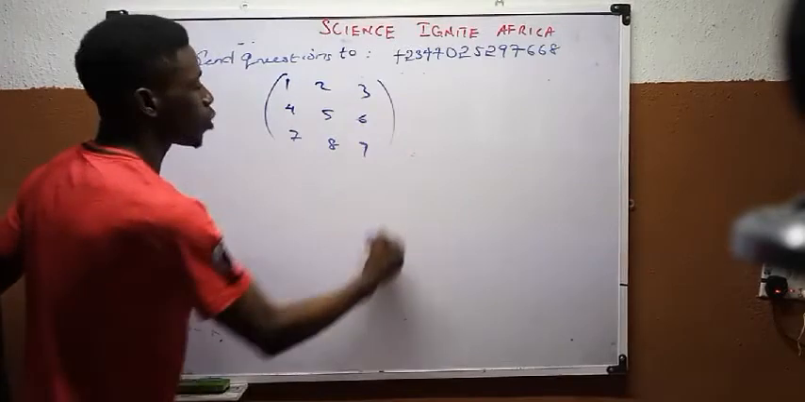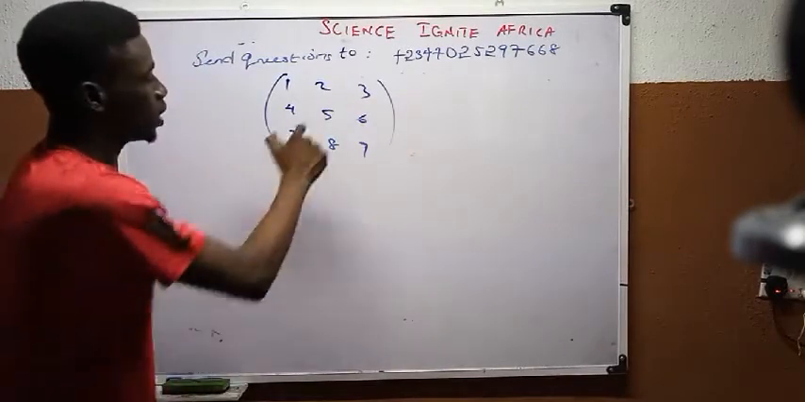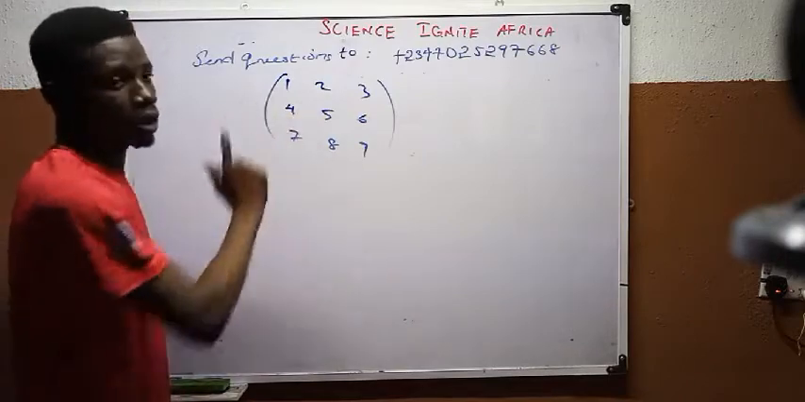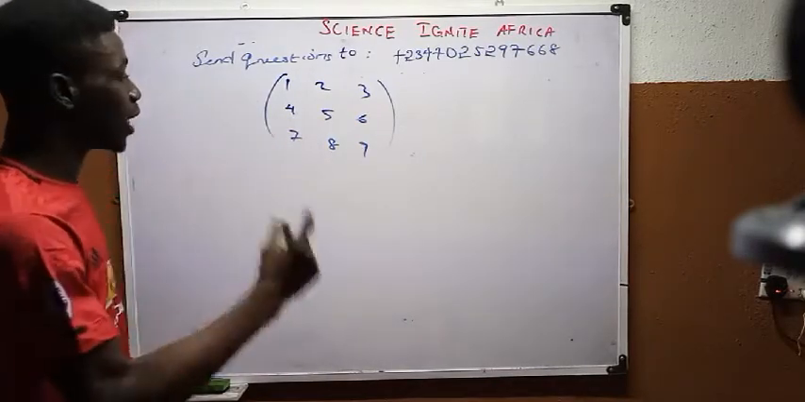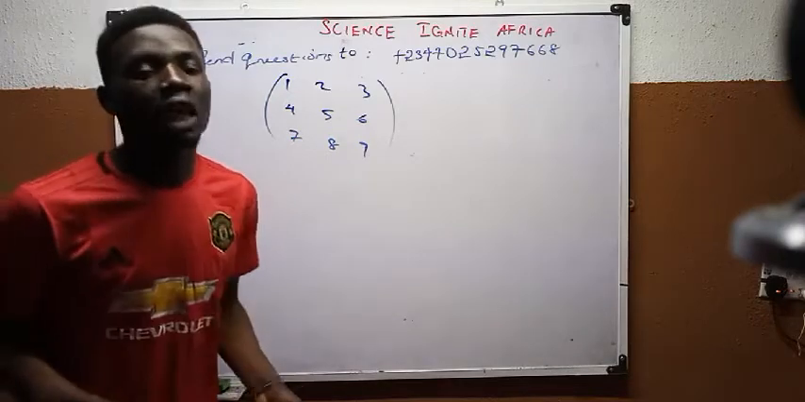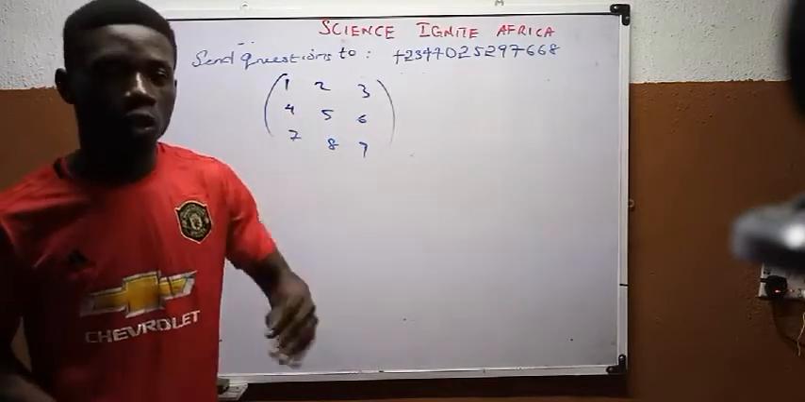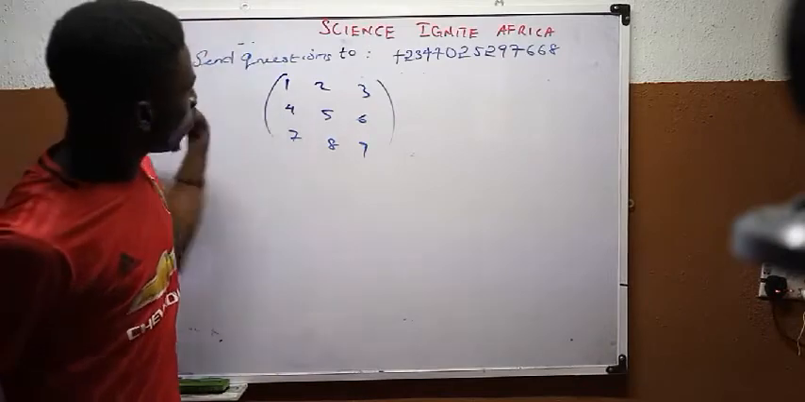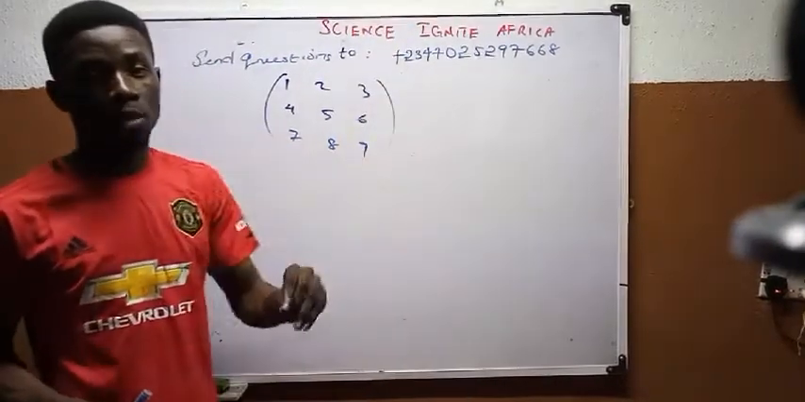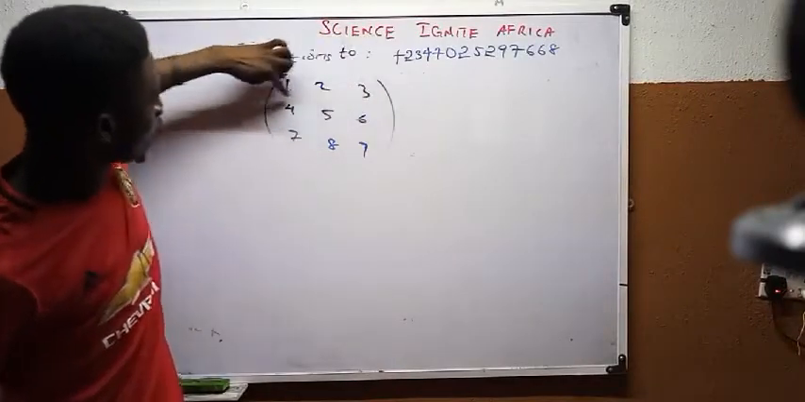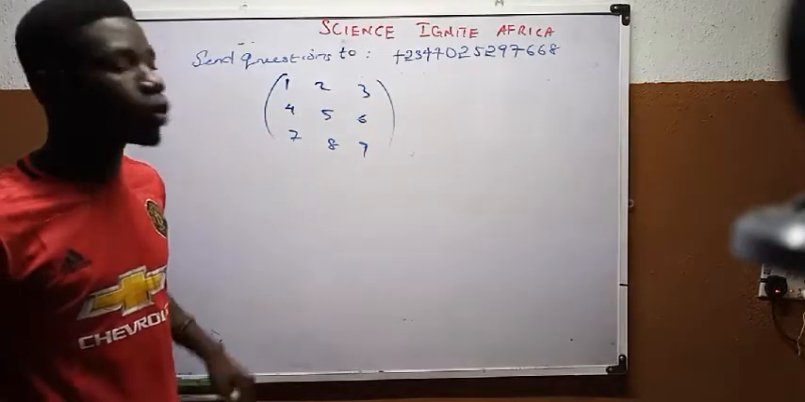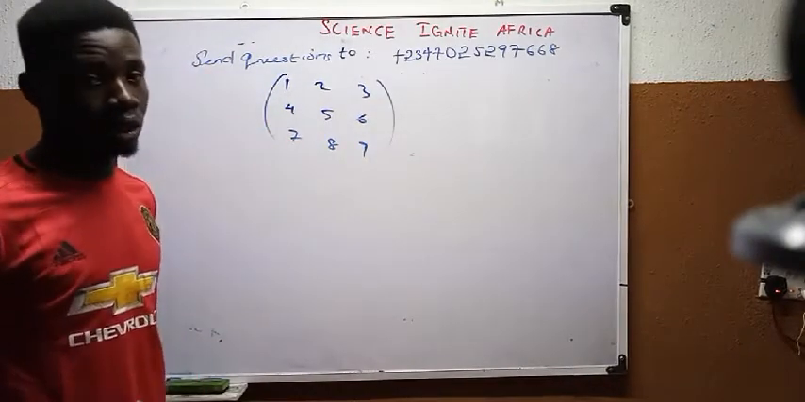Now we have rows and we have columns. This matrix that I've put here is a square matrix. Why? Because the number of rows and the number of columns are the same. Now let me teach you how to know rows and how to know columns. If you move horizontally, then you're talking about rows. So this first horizontal line is the first row, this second horizontal line is the second row, and this third horizontal line is the third row.